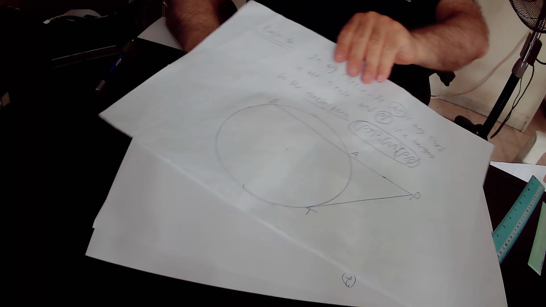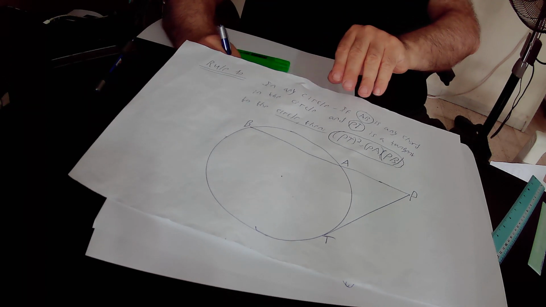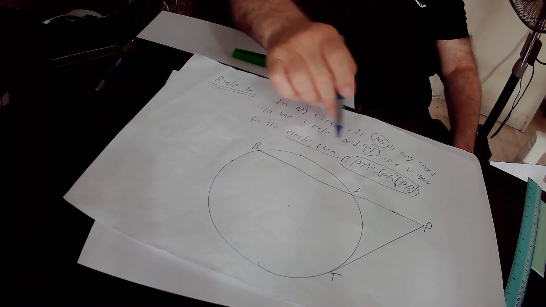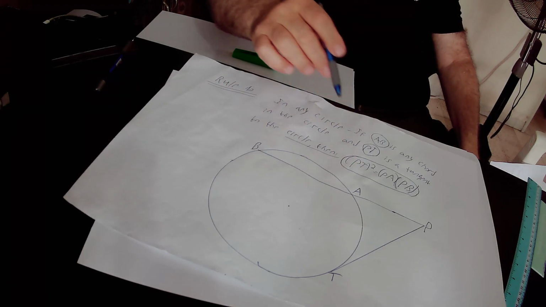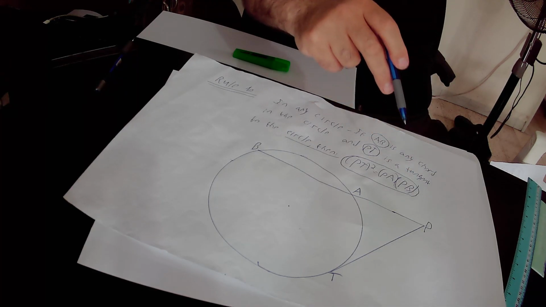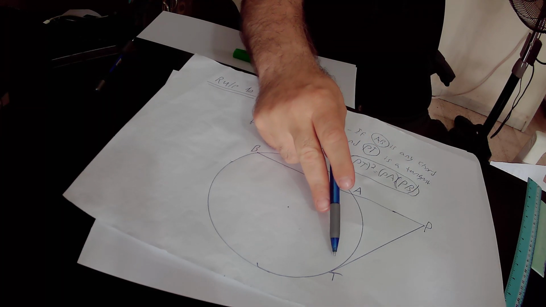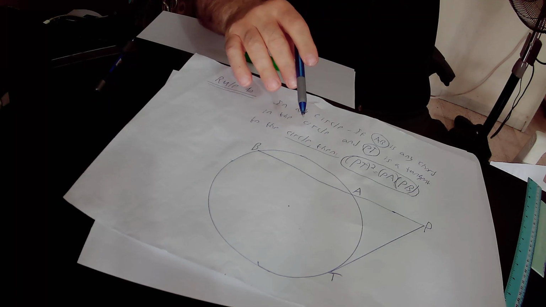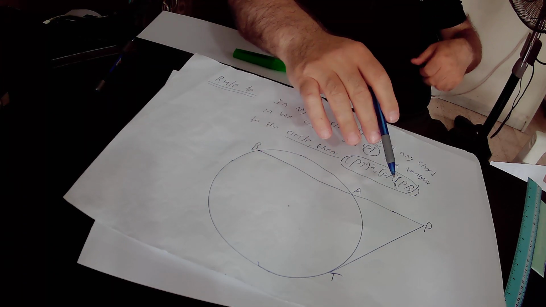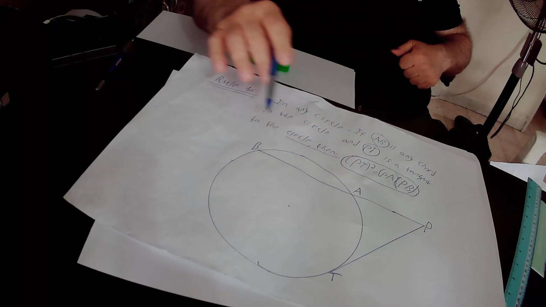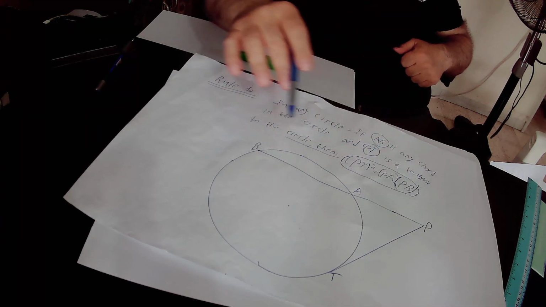I'll repeat quickly rule 10. According to rule 10, in any circle, if AB is a chord, and from the common external point P we have tangent PT that is tangent to this circle at point T, the point of tangency, then the following equation is true: PT squared, the square of the tangent PT, equals PA times PB.